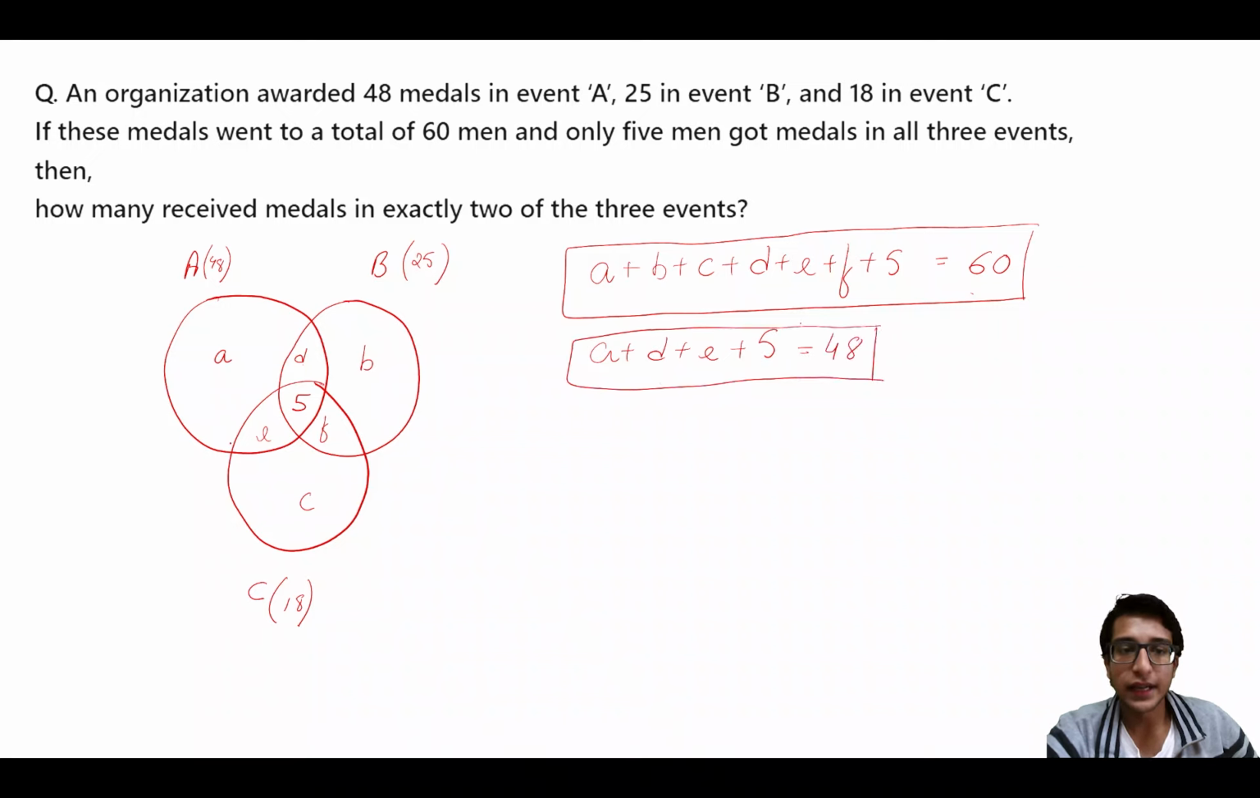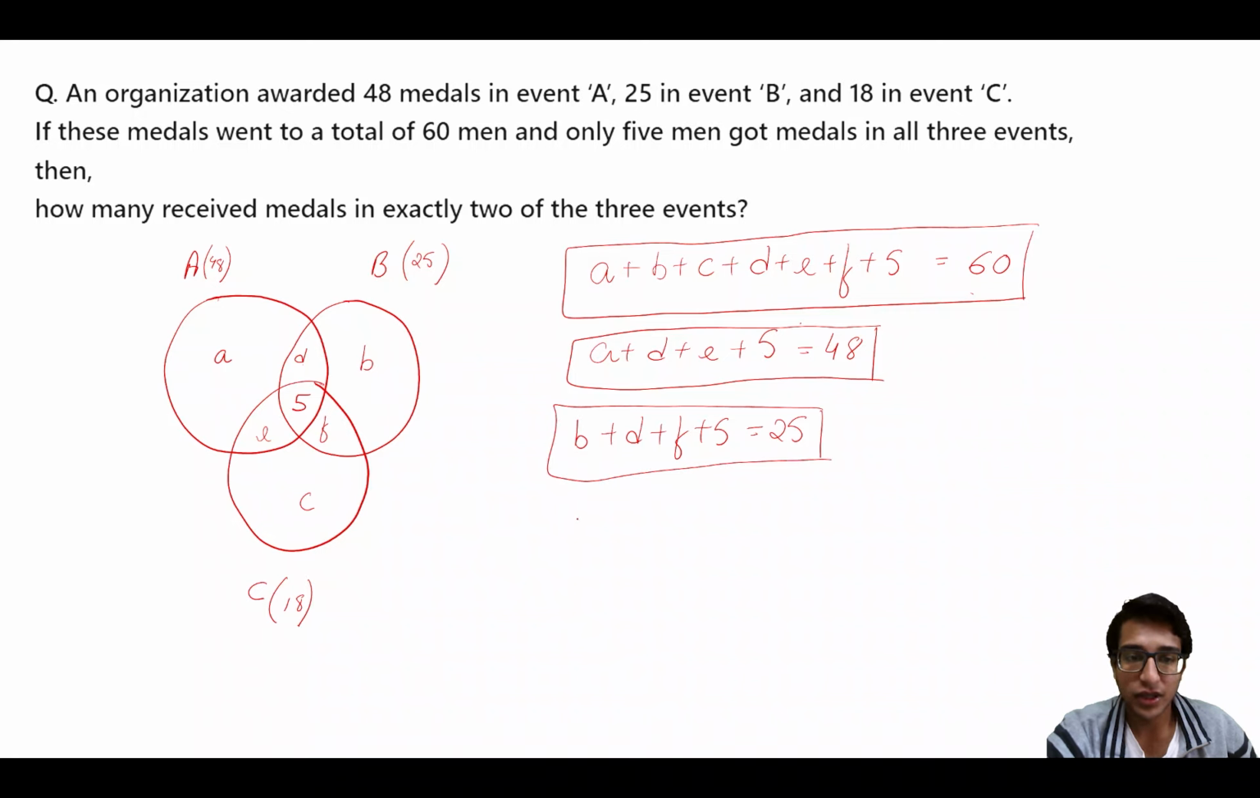So this 48 here includes all the medals that were received from event A. Now for B, this would become B plus D plus F plus 5, which is equal to 25. Similarly for C also we will write down our equation. This would become C plus E plus F plus 5, which is equal to 18.